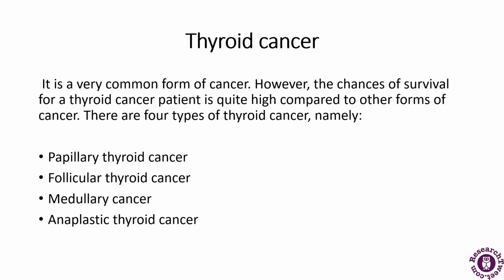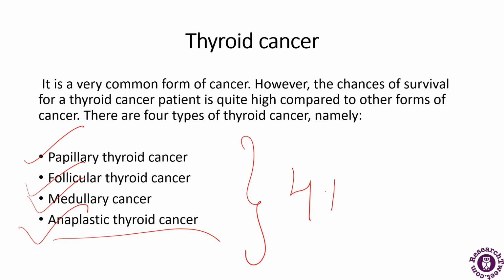Next comes thyroid cancer. It is a very common form of cancer. However, the chances of survival for a thyroid patient are quite high as compared to other forms of cancer. If a person has thyroid cancer, it may not lead to death, and the chances of survival are very high. There are mainly four types of thyroid cancer: papillary thyroid cancer, follicular thyroid cancer, medullary cancer, and anaplastic thyroid cancer.